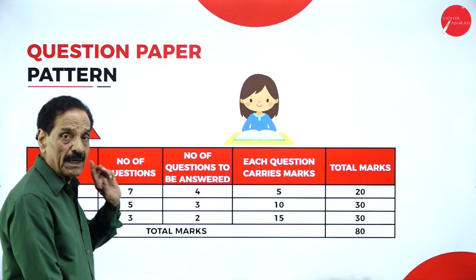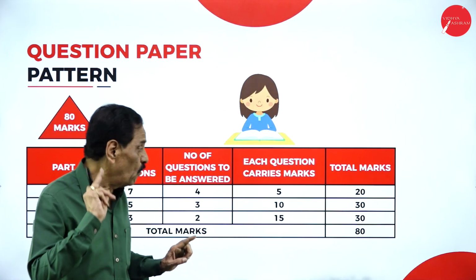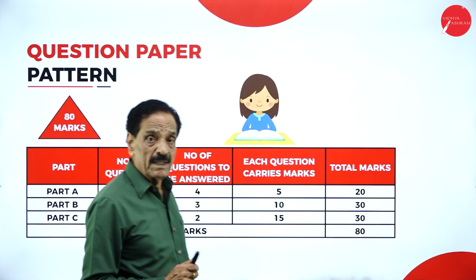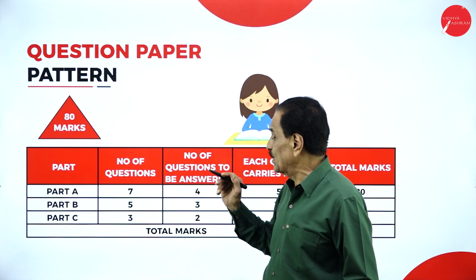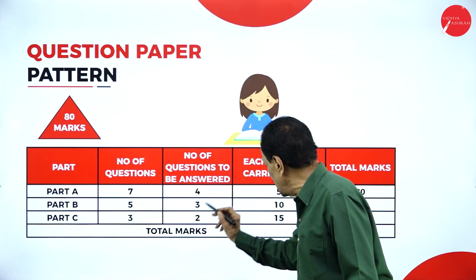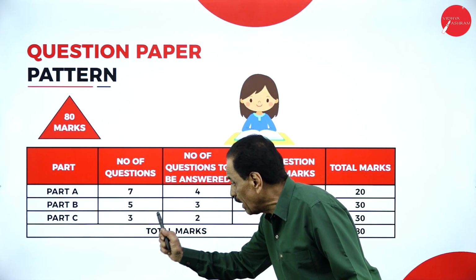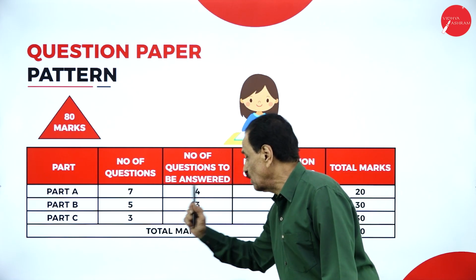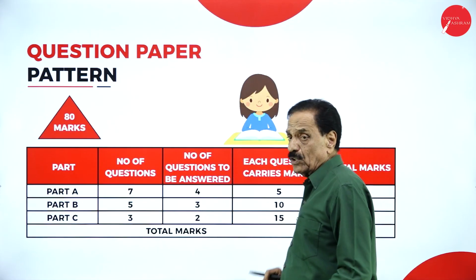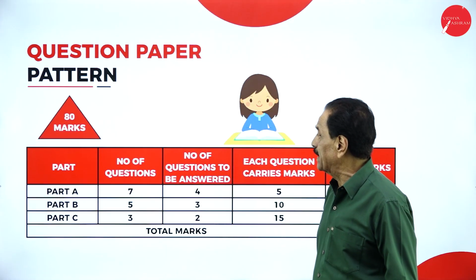I will repeat. Section A, part A, will ask 7 questions. You have to answer any 4, each carrying 5 marks. 4 into 5 is 20. This is section A. Section B, we ask 5 questions. You have to answer any 3, each carrying 10. 10 into 3 is 30. Part C, we'll ask 3 questions. You have to answer any 2, each carrying 15. 15 into 2 is 30, totally 80 marks. This is the paper pattern.